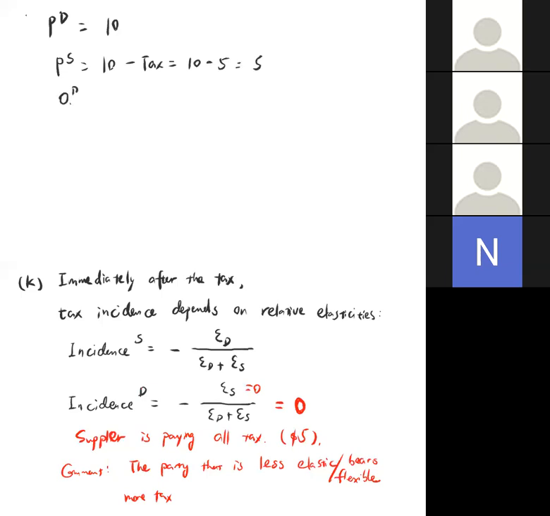And the quantity demanded will still be determined by the consumers. That is 300 minus 5 times PD, which is 250. So immediately after the tax, this is how the equilibrium results would be. The consumers pay $10, but the suppliers pay all the tax, so they can only earn $5 per spot, and the quantity is just 250.